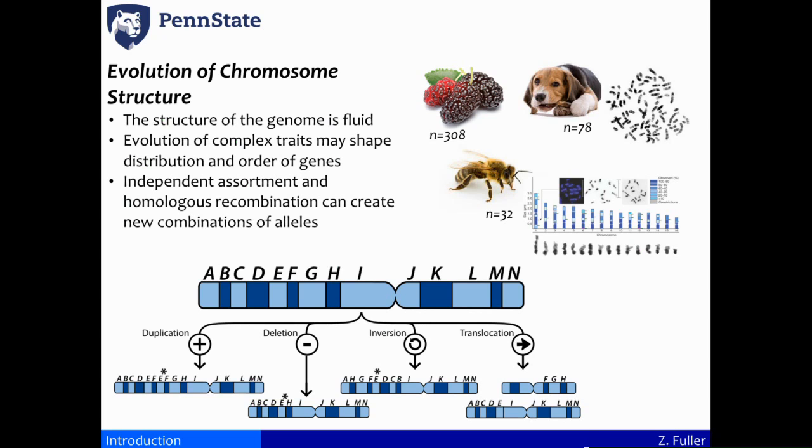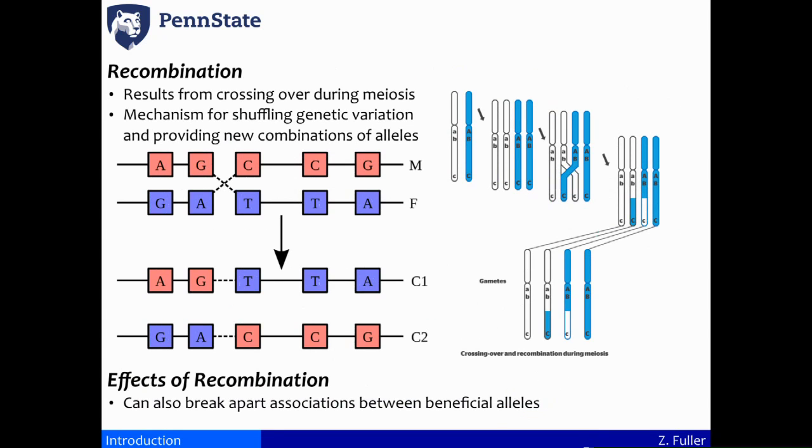It's possible that the evolution of complex traits may be driving how genes are distributed and ordered along a genome in order to control how often new combinations of alleles are generated through the processes of independent assortment and homologous recombination. So recombination, of course, results from crossing over during meiosis, where its primary purpose is to ensure the proper segregation of chromosomes. However, it's also a mechanism for shuffling genetic variation and providing new combinations of alleles for selection to potentially act on.